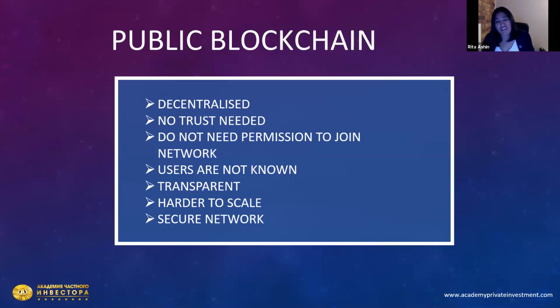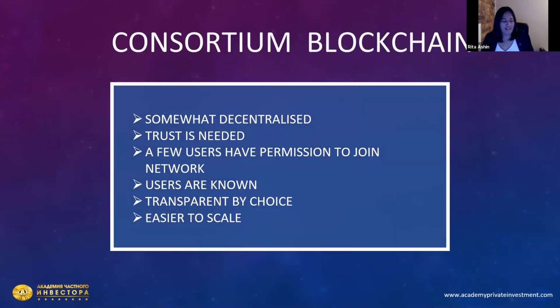With the public blockchains, you don't need any permission to join that network. The users aren't known. It's transparent. So you've already experienced that with your portfolios when you click onto the Ethereum blockchain, which is also a public blockchain. It's harder to scale though. So that means the throughput of the transactions, right? So it takes a bit longer, but also it's a secure network. And of course, one of the popular public blockchains is Bitcoin. Now, a consortium blockchain, it's somewhat decentralized.